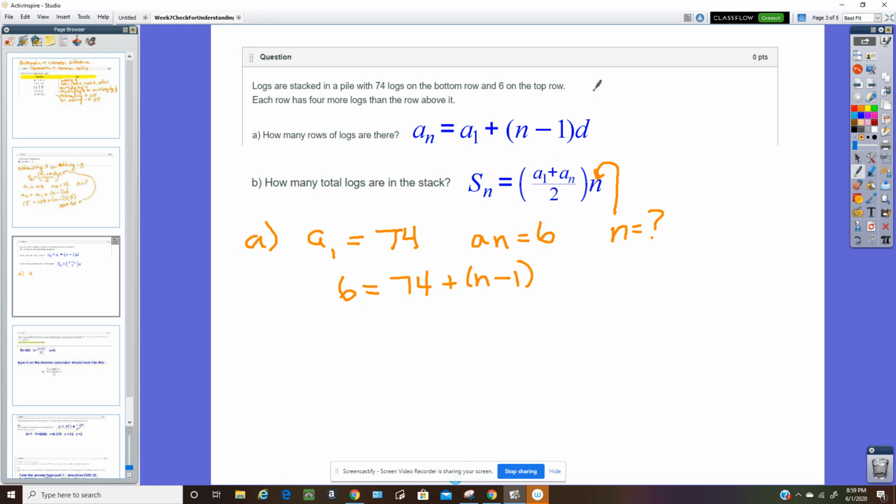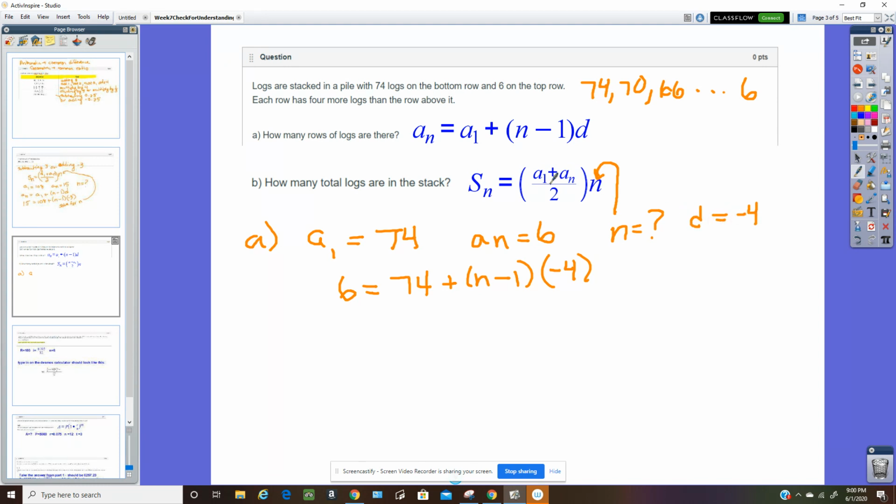So you would have 74, then 70, then 66, then ... 6. So we're trying to find out what n is. So 74 plus n minus 1 times d, which is -4. So d is -4 here.